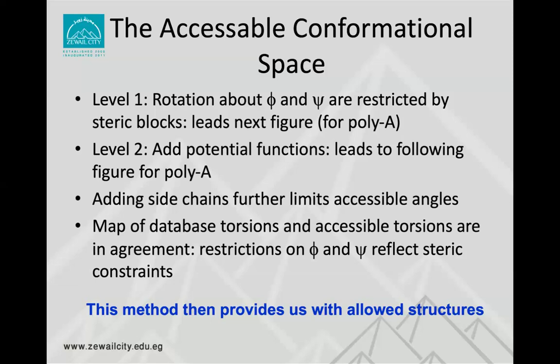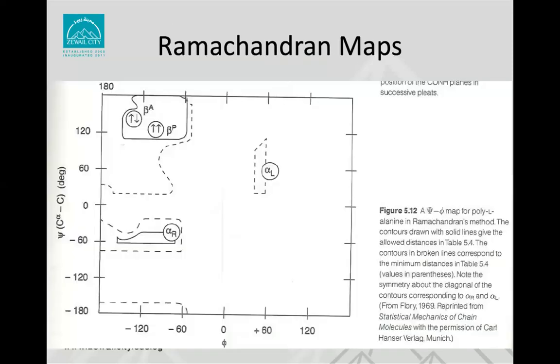We can do that for polyalanine. Alanine is the amino acid that has no side chain, so that's got the minimal steric blockage. And then we can add the potential functions. We can add the forces that we talked about, the electrostatics and the van der Waals forces, and that will further limit the accessible range. So let's just have a look. This kind of map is called the Ramachandran map.